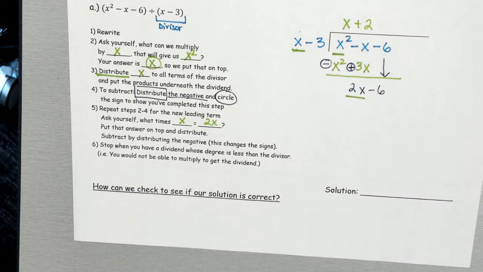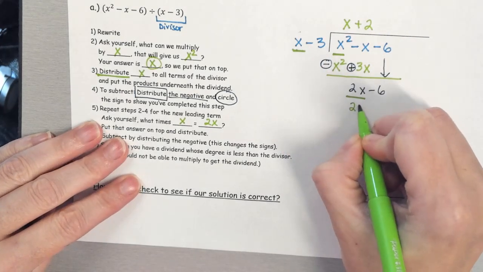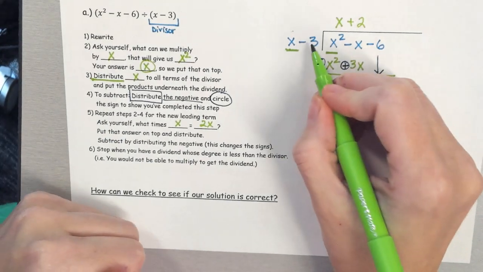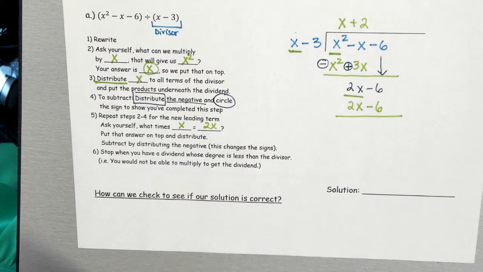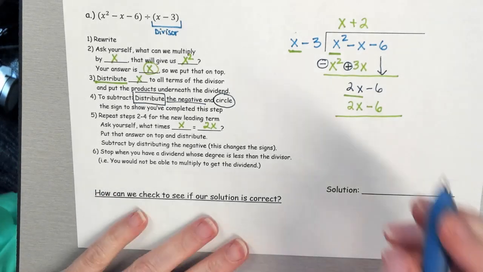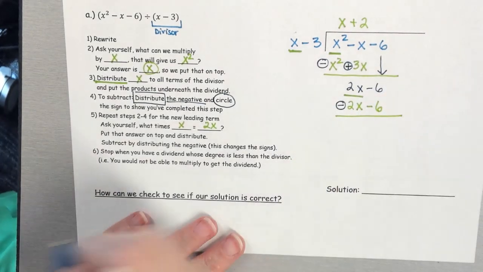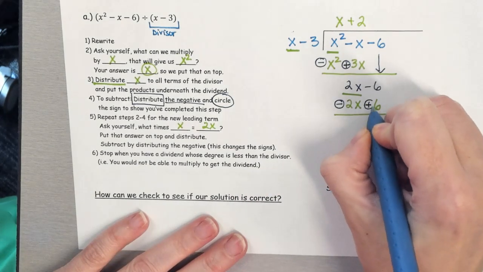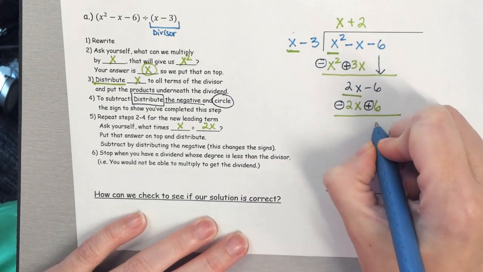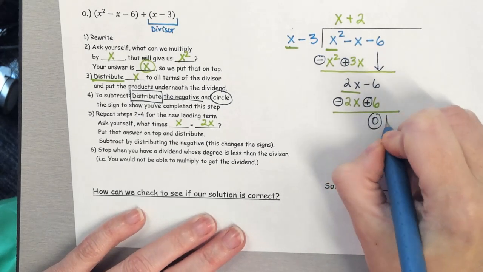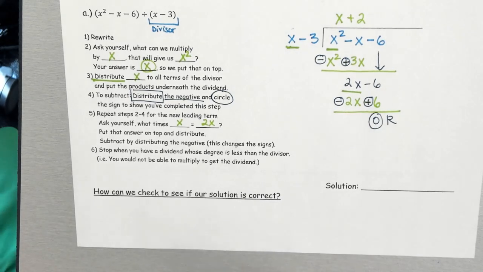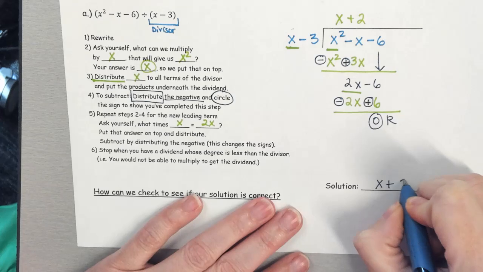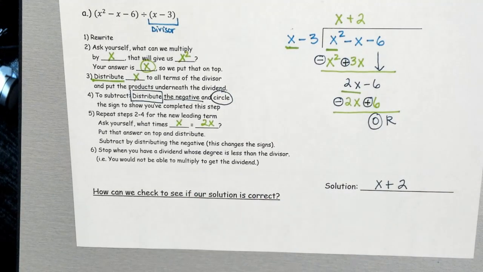And then once you put that on the top, now you distribute. So 2 times x is 2x. 2 times negative 3 is negative 6. Okay, and then we're going to distribute the negative. So this becomes a minus, this becomes a plus. So when this happens, you get 0. Your remainder is 0. And if your remainder is 0, your solution is just your quotient. So your solution would just be x plus 2.